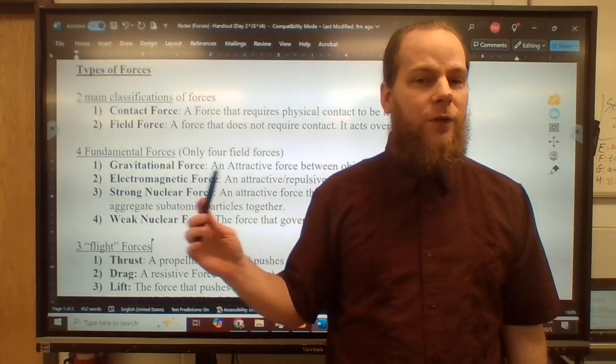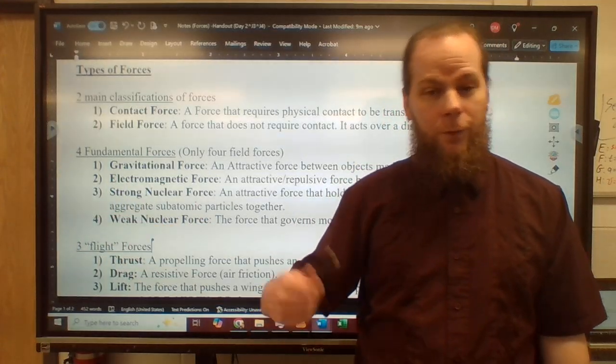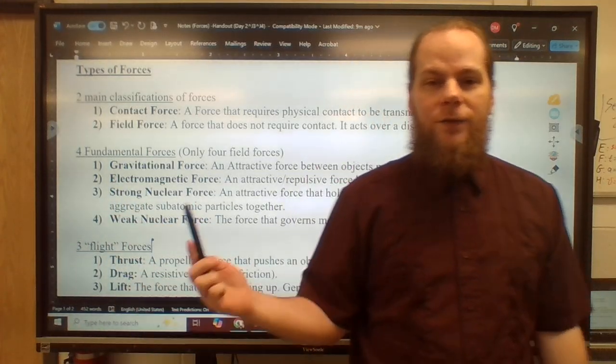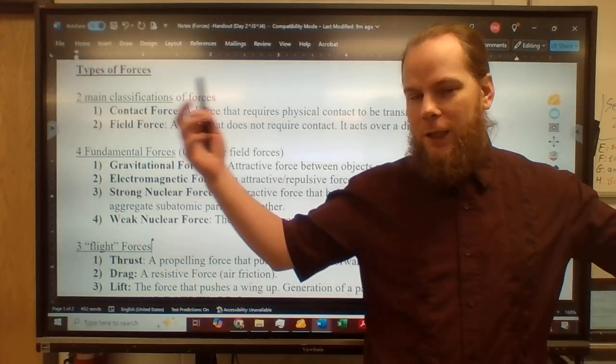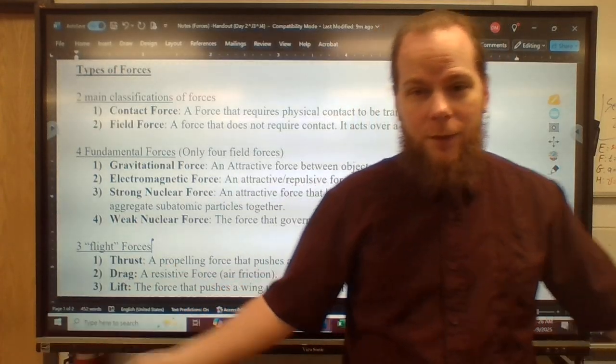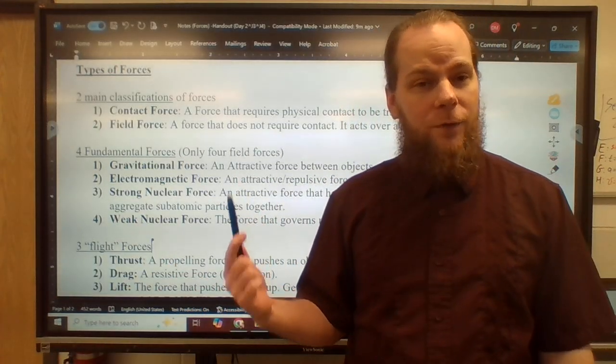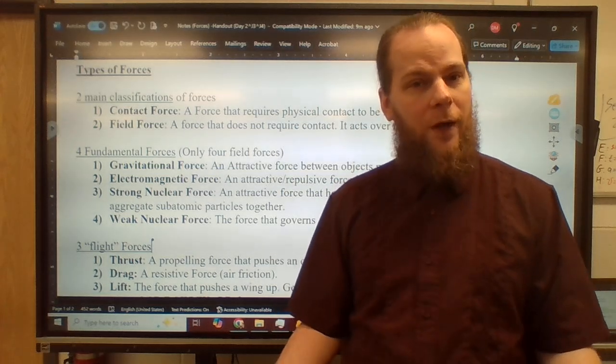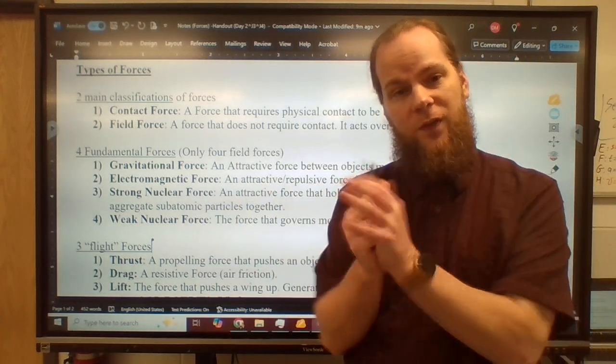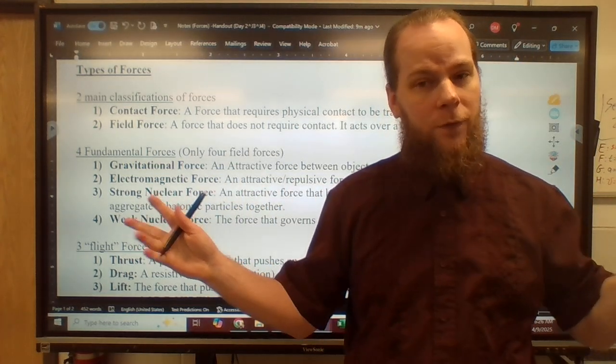The first one we've already talked about, the gravitational force, or the force of gravity. It's an attractive force between any objects that are composed of matter. It has to be attractive. There is no repulsive end of the gravitational force. It always pulls things together. It does not push things apart.